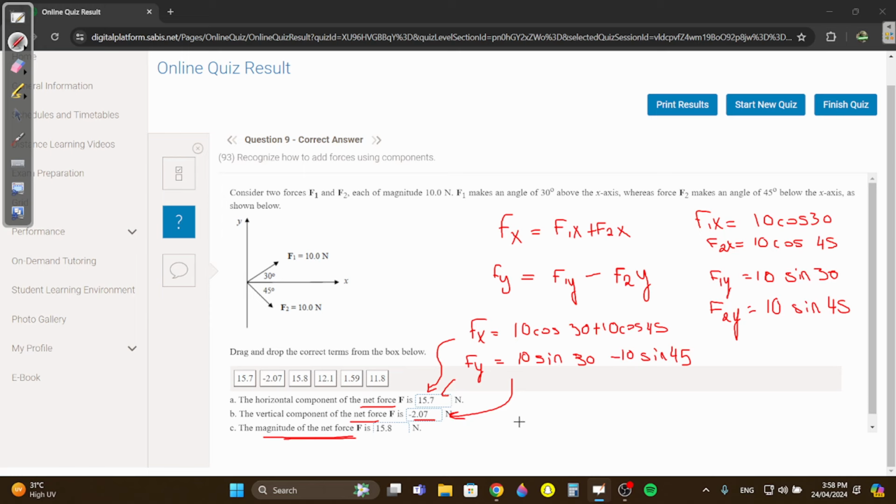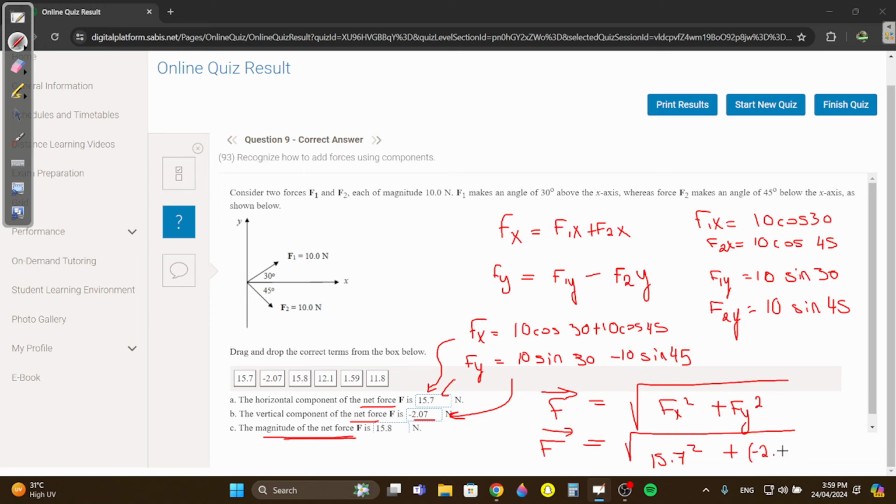What's going to be the magnitude of the net force? For the net force, it's going to be the radical of fx squared plus fy squared, which in this case is radical 15.7 squared plus minus 2.07 squared. If you want to write down the negative inside the radical, make sure to put it inside the bracket, because if you don't, you're going to get a wrong answer. It's going to be a negative answer. Just make sure you put it inside the bracket if you're writing the negative.